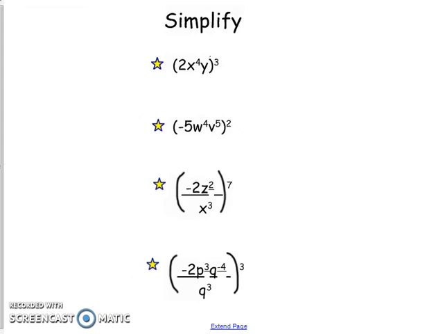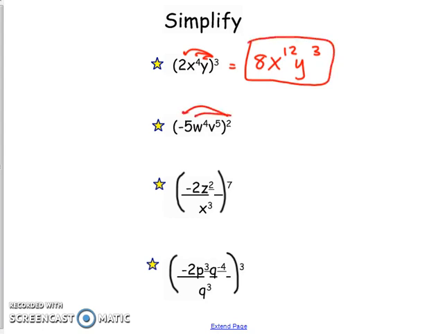Alright, so we're going to distribute the 3 to everything. So 2 to the 3rd is going to give me 8. And then I have x to the 12th, y to the 3rd. Okay, again, 2 is going to go to all of these. So you can either say that it's a negative 1 in front to the squared and then 5 squared, or you can just say negative 5 squared. So negative 5 times negative 5 is going to give me 25. I now have a w to the 8th and a v to the 10th.